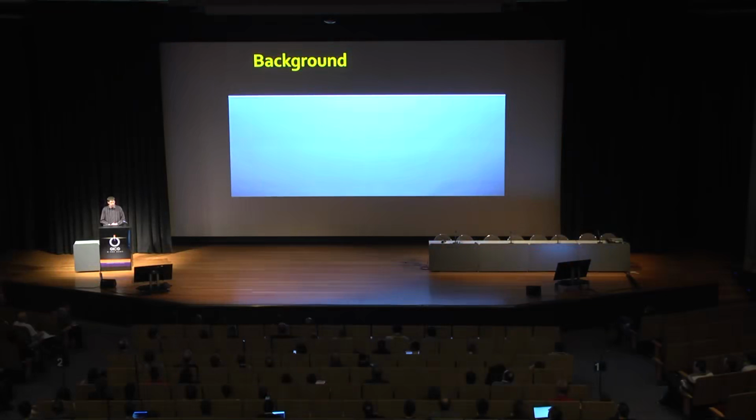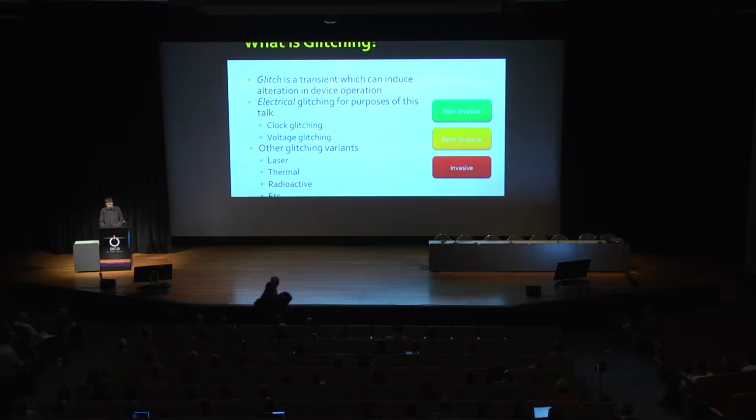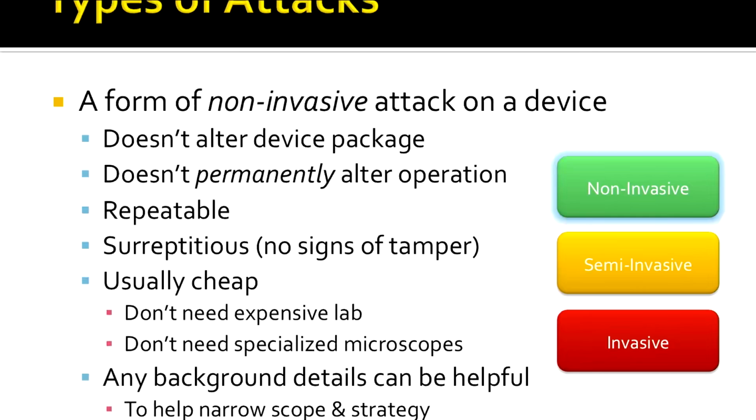So let's go into the background section, the classroom section. What is glitching? A glitch, and this is not necessarily electrical right now, the definition would be a transient which can induce alteration in a device operation. So a glitch is something that can mess up a device's normal operation. For this talk, we'll talk about electrical glitching specifically, and specifically clock glitching and voltage or power glitching. There are other variants like laser, thermal, radioactive, but I'm not enough of an expert in those topics to give them a good speech.